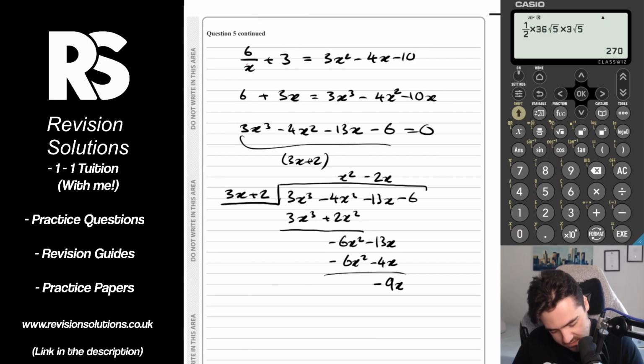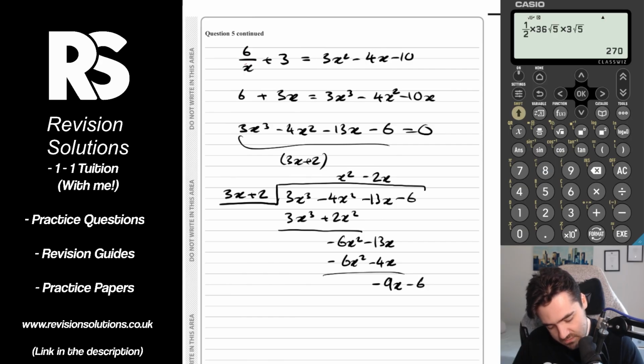And then writing down the next term, so minus 6, just bringing that down. Minus 9x divided by 3x, that's going to give us minus 3. Multiplying through just to check it all works. 3x times minus 3, that's minus 9x. 2 times minus 3 is minus 6, so we do get remainder 0.